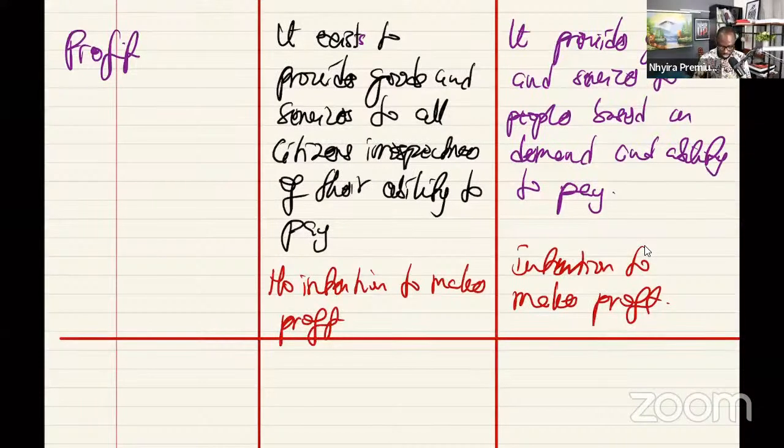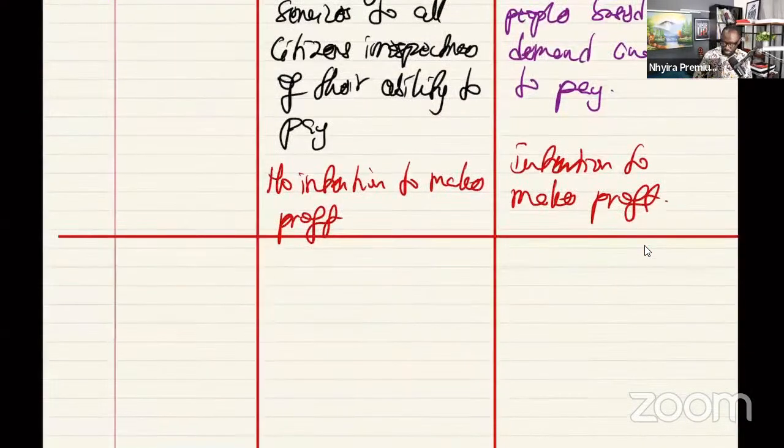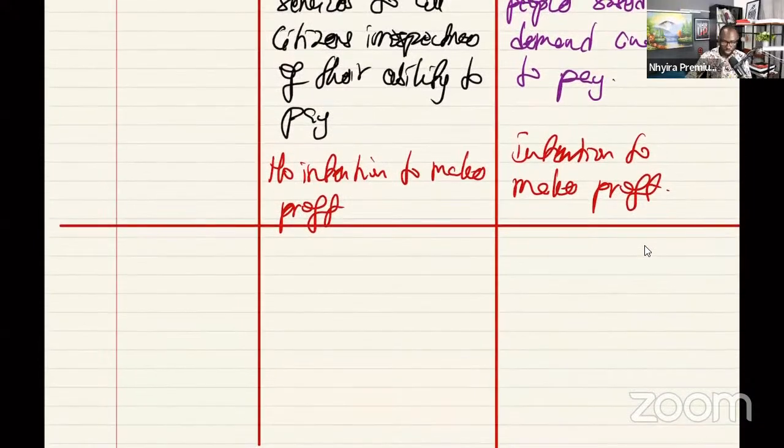Bernard Addo, your hand is up. Yes, sir. So when it comes to the establishment and the ownership, the public sector is owned and controlled by the state, while the private sector is owned and controlled by individuals. Good.